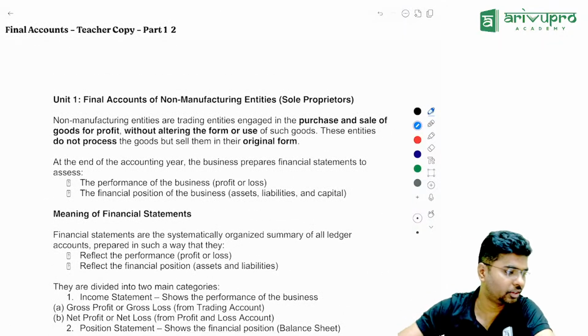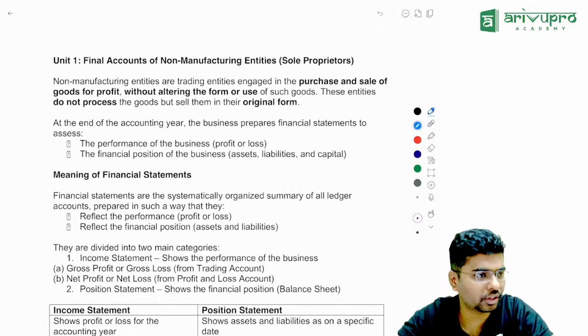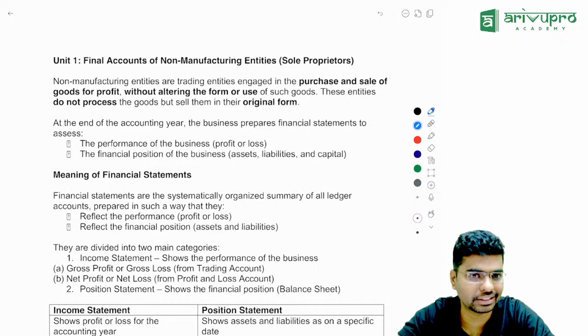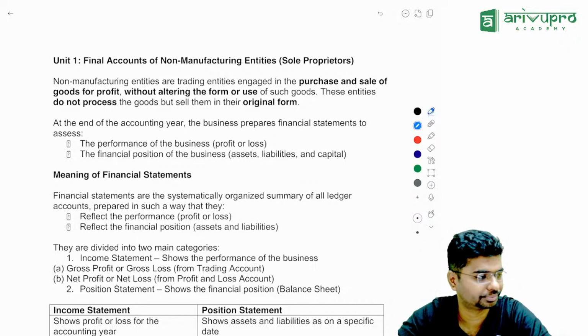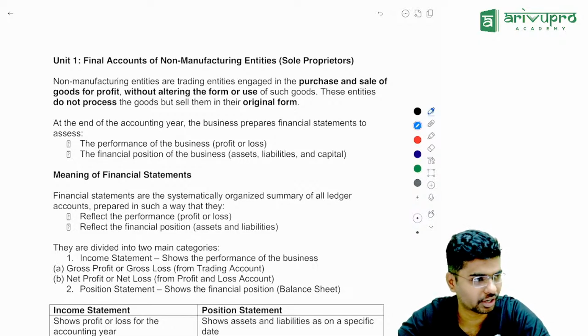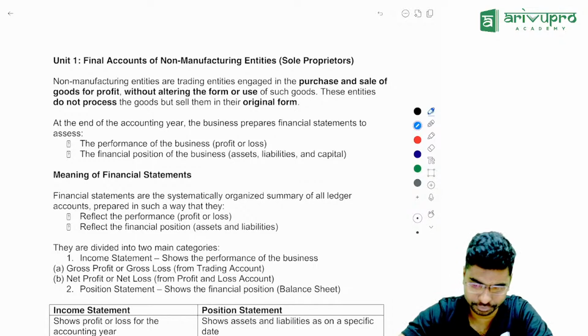Now let's just try to read certain theory portion. Today we are going to be talking about the financial statements of a non-manufacturing entity. When I say non-manufacturing entity, we are talking of companies which are into trading. What does a trading company do? Buy and sell goods. They don't incur too much expense to convert raw material into finished products. I would have purchased goods and I'm selling it. Clear?